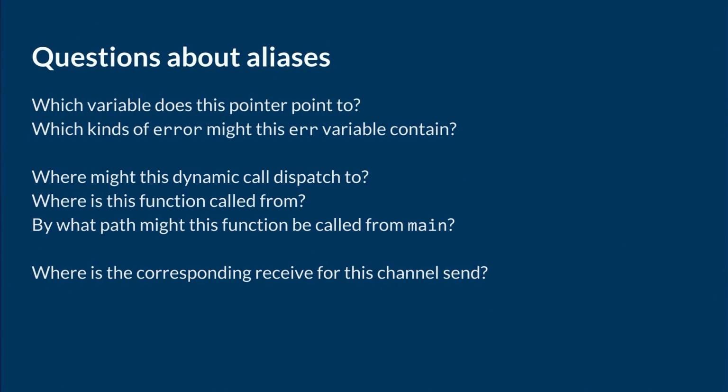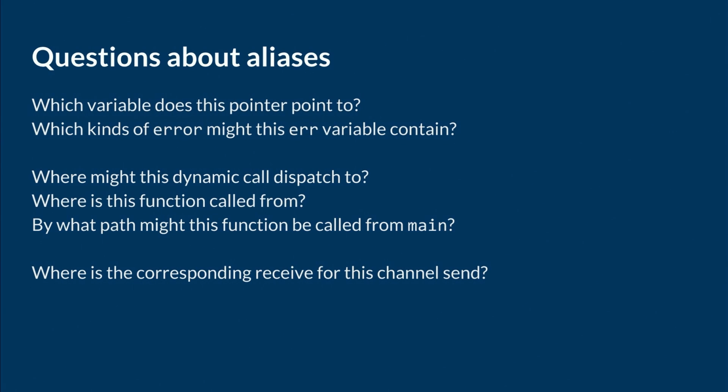There's a lot more detail. I'm not going to go any further, but that's the gist of the analysis. Once we have an analysis that can understand aliasing, we can start to answer a lot of questions that are important to programmers every day. So, for example, most directly, what does this variable point to? What does this pointer point to? For an error variable, we can say what kinds of errors might actually be in this interface value.